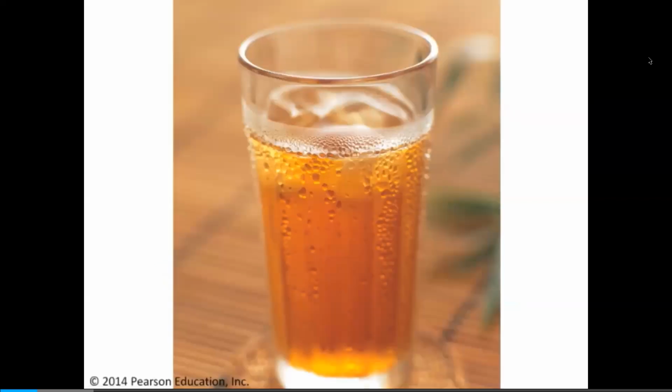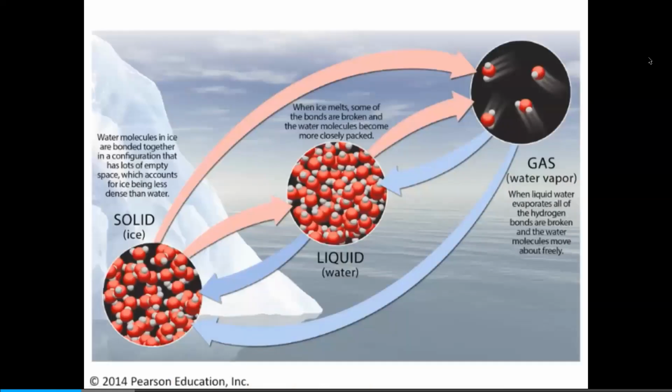So let's start with a common phenomenon that happens on my deck every summer. When I pour myself a glass of iced tea and go out and sit on the deck, I notice that the exterior of my iced tea glass starts to develop all these little droplets of water all over it. What's going on here? Well, it has to do with changes in the state of water.